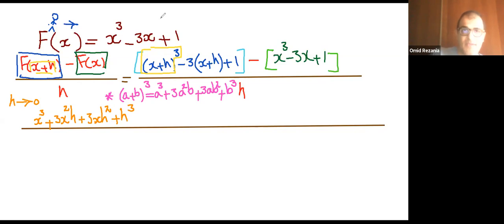Now I have minus 3x minus h. That is essentially what I did here. I had 3 multiplied by these two terms. Then at the end, I have plus 1. And also, I have this one. I know that I have to apply the minus to each term.